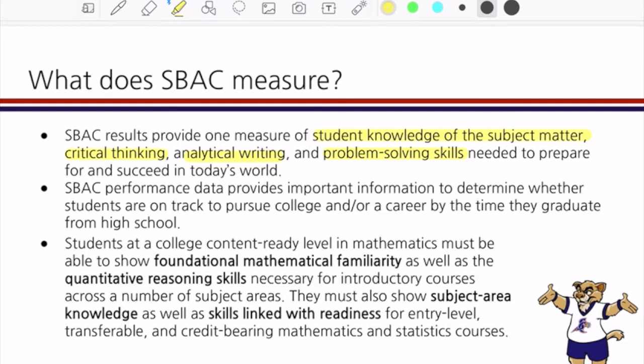Colleges are using your scores on this test to help decide whether you're ready as a learner to participate in college-level math classes. The note that I'd like you to write down next to this slide is this. Your score on the test does not determine how good of a math student you are. Your score on the Smarter Balanced test helps colleges decide if you're on track to pursue college and/or career.